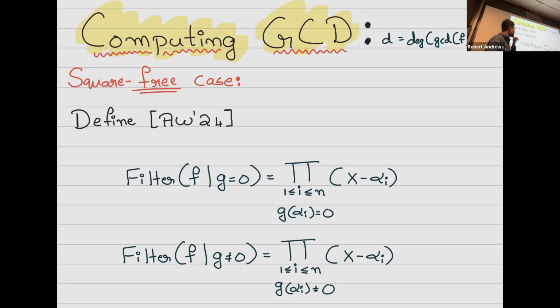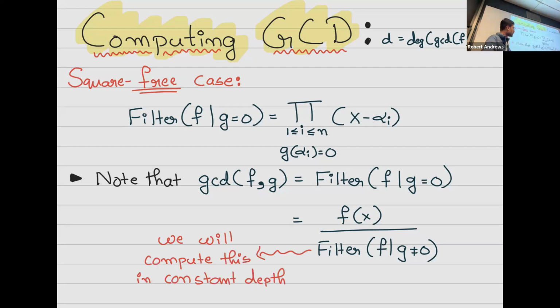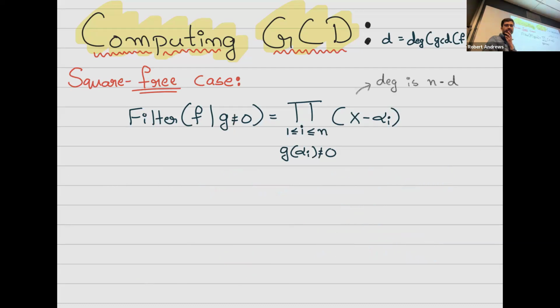Why am I defining these things? It turns out that the GCD of f and g is essentially the filter of f when g equals 0, as defined. And notice that the filter of f when g equals 0 is essentially f of x over the filter of f when g is not equal to 0, because they go over all the roots. So from now on, I'll focus my attention on computing this denominator. Once I get my hands on the denominator, I can compute the GCD itself.